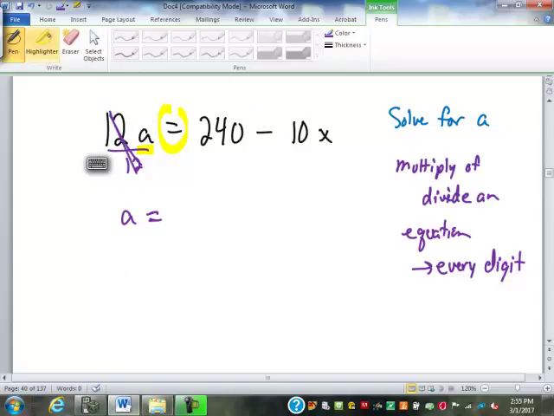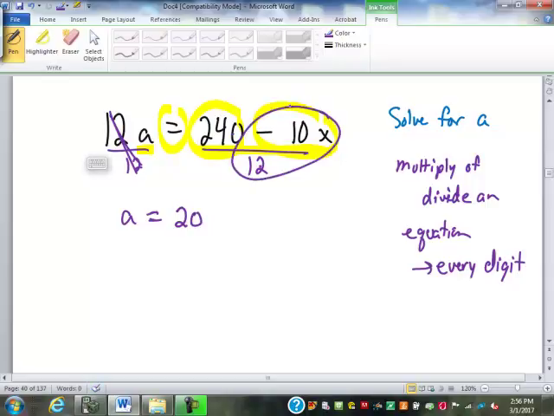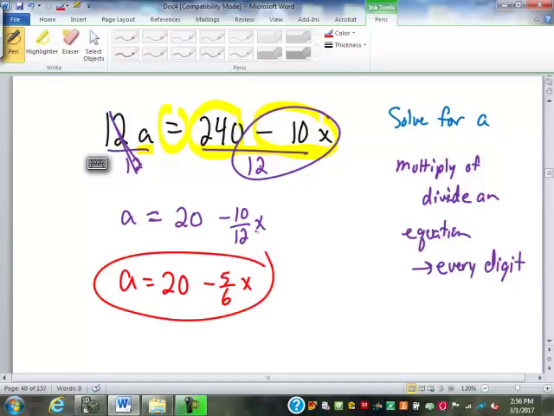On the other side here, we have two digits. We have the 240 and we have the negative 10x. So I divide this over here by 12. Each digit has to be divided. So 240 divided by 12, we said was 20. And then we have negative 10x divided by 12. Negative 10x divided by 12 is simply negative 10 over 12x. And of course, that can be simplified. Negative 10 over 12 is a negative 5 over 6x. So we've solved that for A.